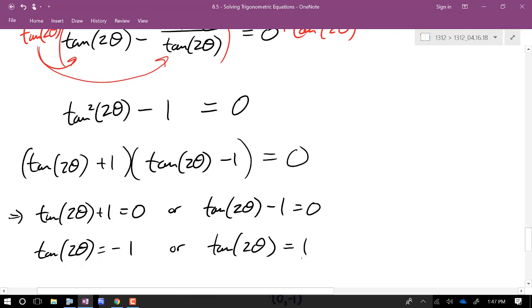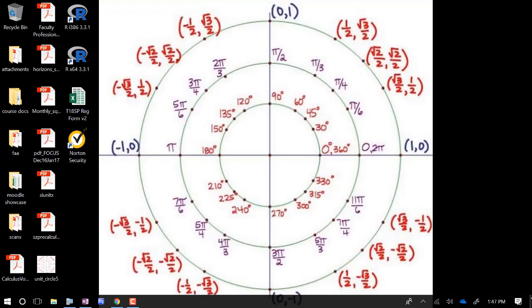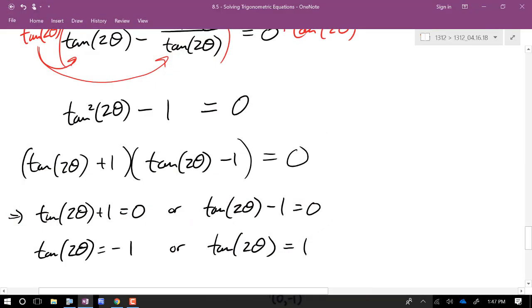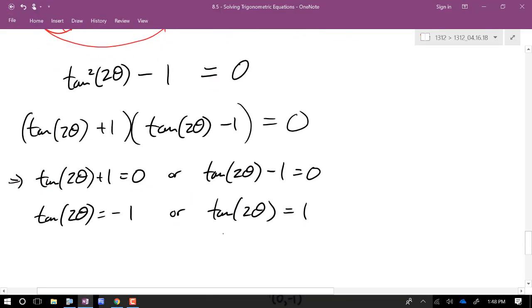Now you could use your calculator here if you like. 1 is a particularly convenient value for tangent, because remember that tangent is sine over cosine, right? So if sine divided by cosine is equal to 1, that means that sine and cosine have to equal the same value. So if we think about this one first, where tan 2 theta is equal to 1, that means that 2 theta has to be an angle where sine and cosine take on the same value. So that happens here at pi over 4 and across at 5 pi over 4. And that's the value for 2 theta.